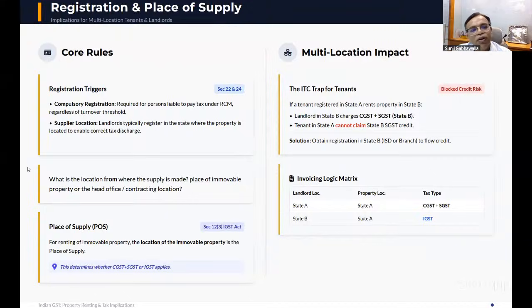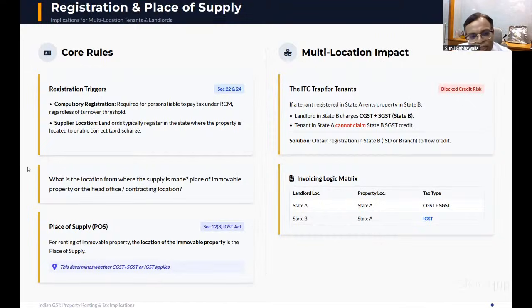Now, here, while there is enough clarity on the place of supply to say that the place of supply will be only the location of the immovable property, there is not enough clarity on whether the location of the supplier, which is the other side of the entire decision matrix, is also, in case of property related transactions, to be considered as the location of the property, or it could be the contractual location.